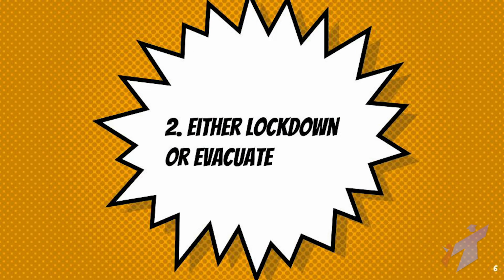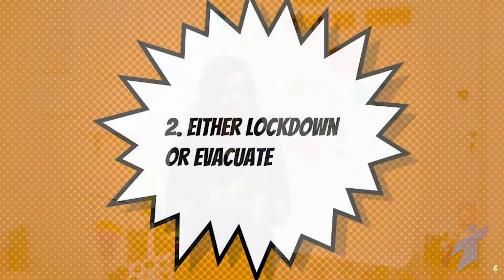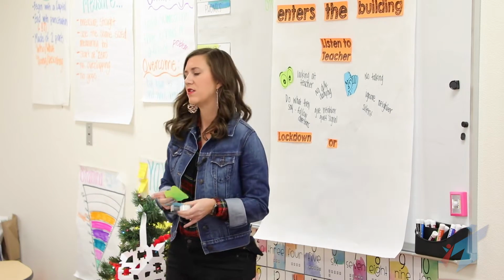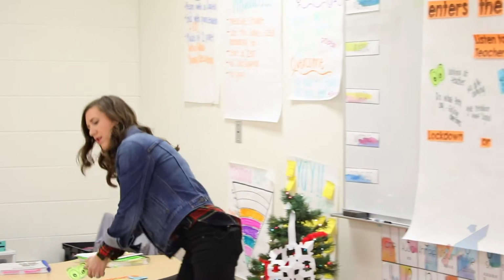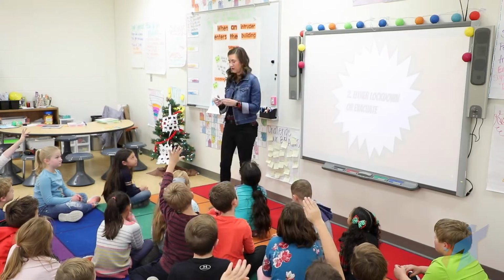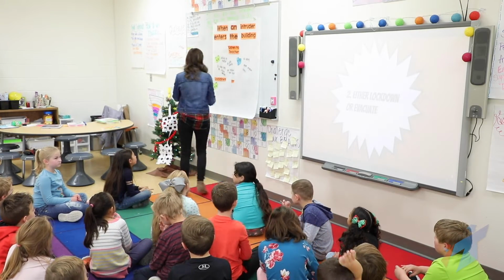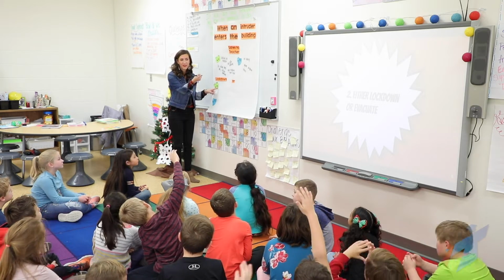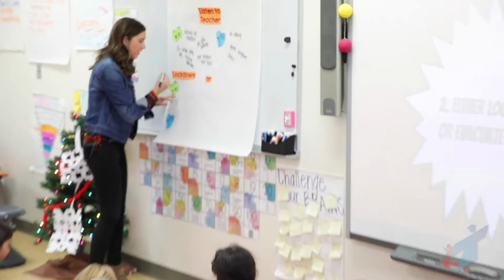So I want you to silently read this to yourself. What does lockdown mean? If you were going to describe that word to someone, what would you say? And so let's write some of these things down. So it's going to look like what? What did Gavin tell us? Getting down low. Get down low.